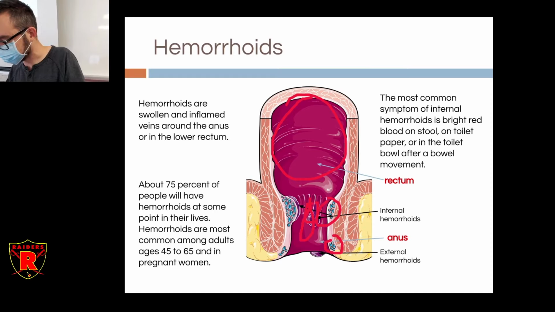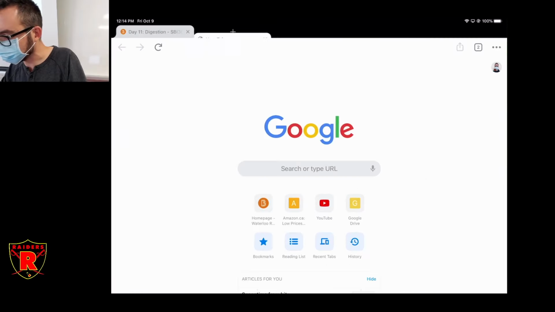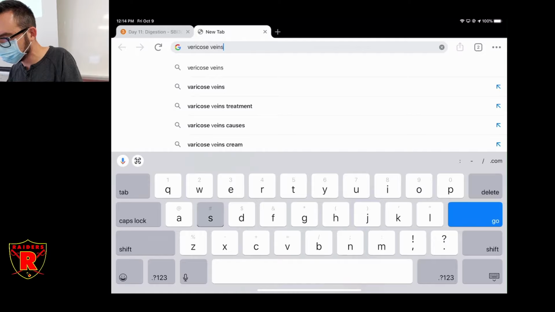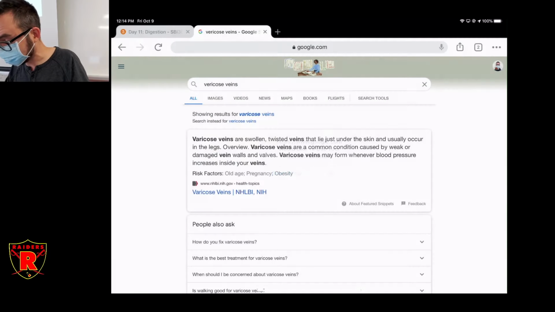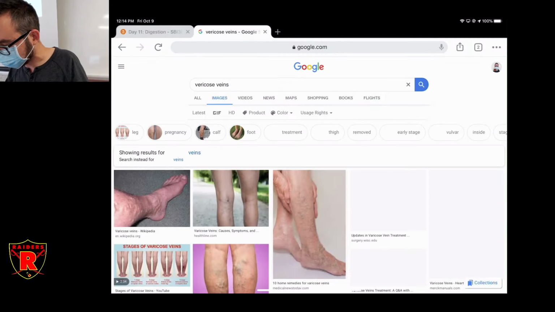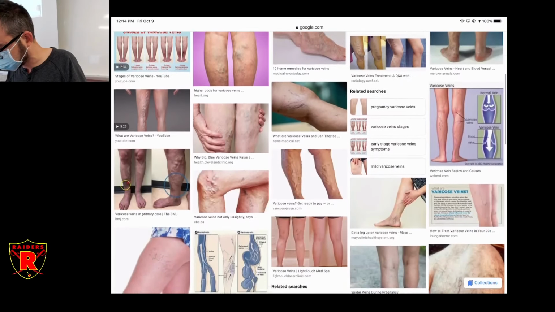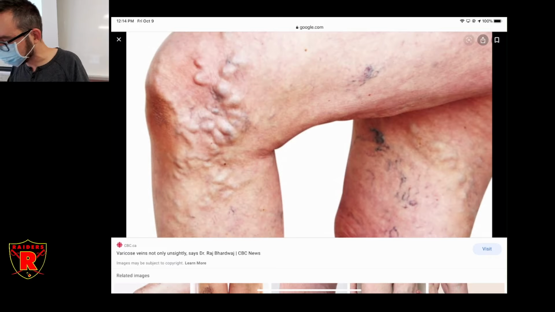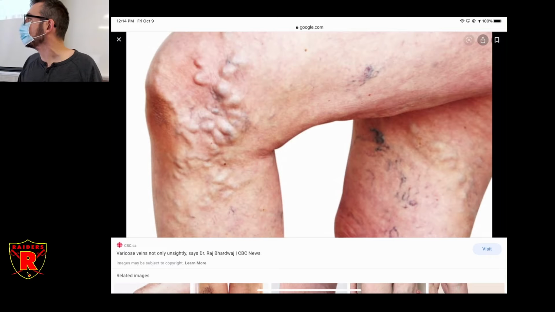You've probably seen these on other people. I doubt anyone here has varicose veins, but when they're purple? Yes, exactly. But you can get really bad varicose veins, especially in the elderly. This is very common. Have you guys seen these before? Yeah, on older people. Right.